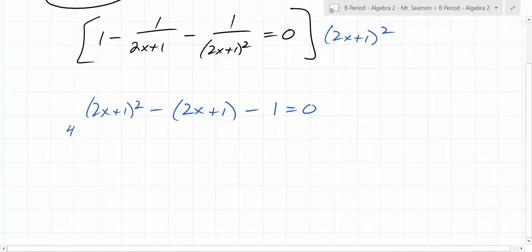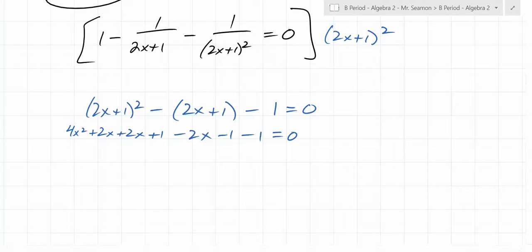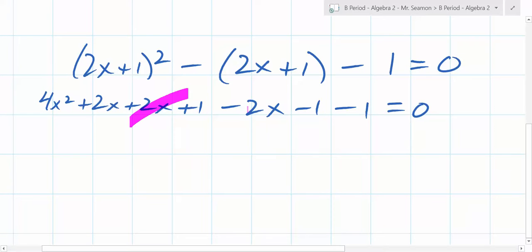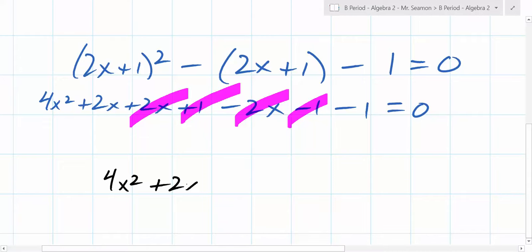So you end up with 4x squared plus 2x plus 2x plus 1 minus 2x minus 1 minus 1. And at this point, what I like to do, I'll zoom in a little bit, is just cancel. What are the easy things to cancel? Those are gone, right? Those are gone. And then what are you left with? 4x squared plus 2x minus 1 is equal to 0.